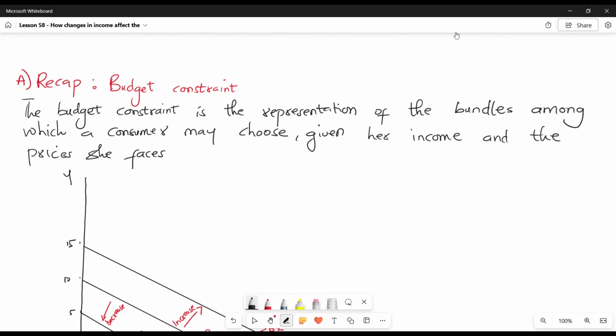Hi, welcome back. Our previous lesson was on budget constraint. Today, we'll be moving on to how changes in income affect the budget constraint.